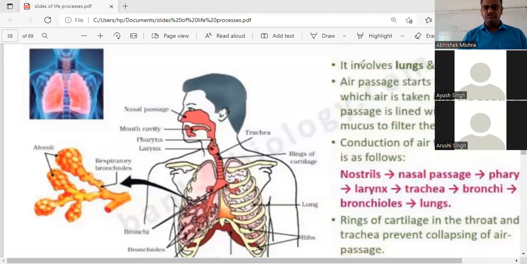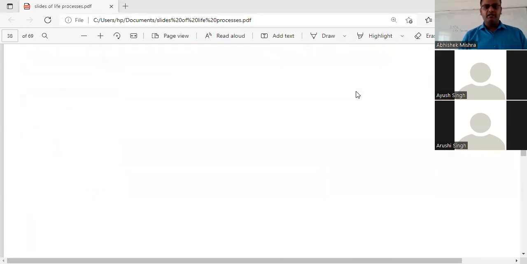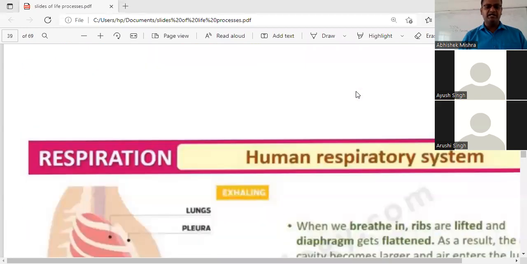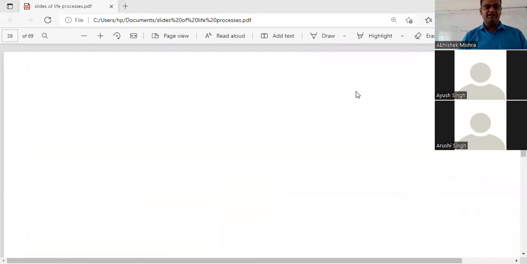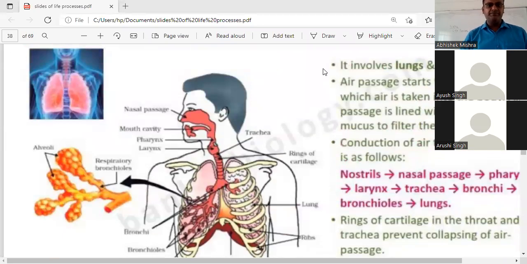I hope it is clear to all the students. Now, who can discuss the structure that I have discussed just now? The diagram is in front of you on your screen. Just raise your hand, anyone who can discuss this diagram of the human respiratory system which we have discussed. Anyone, raise your hand so that I can unmute you. Let me check the participation list also.